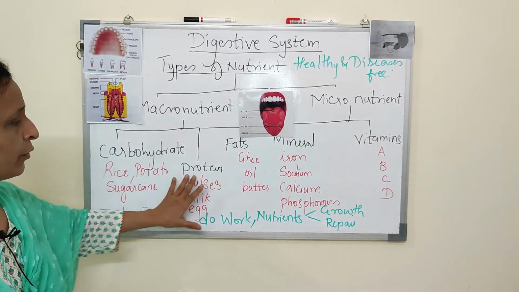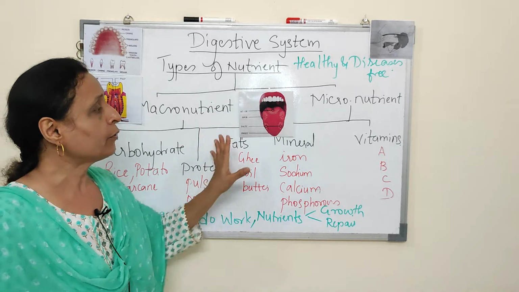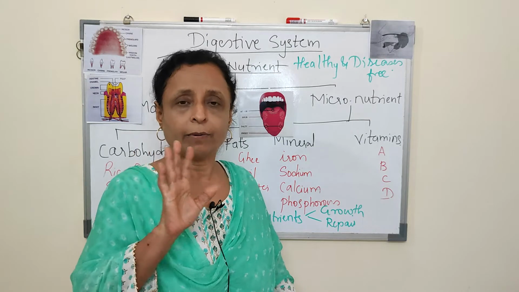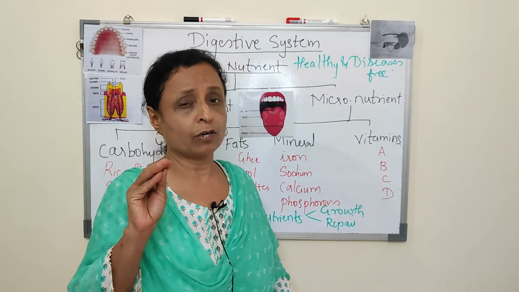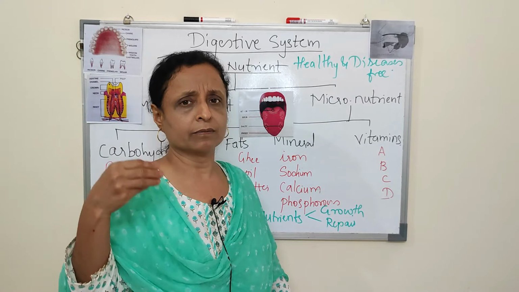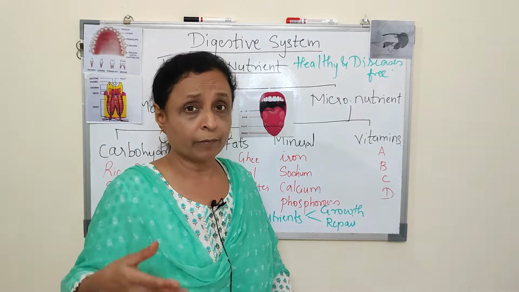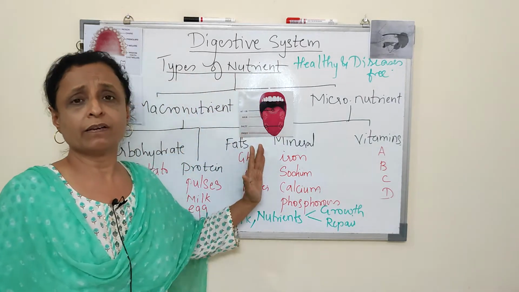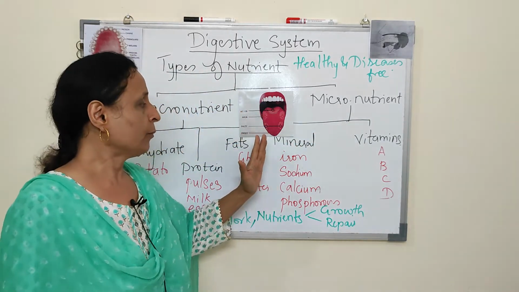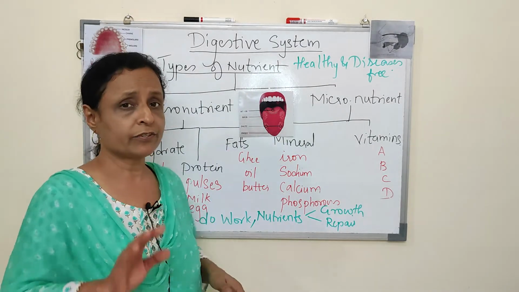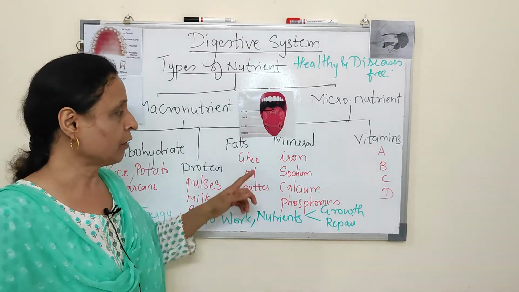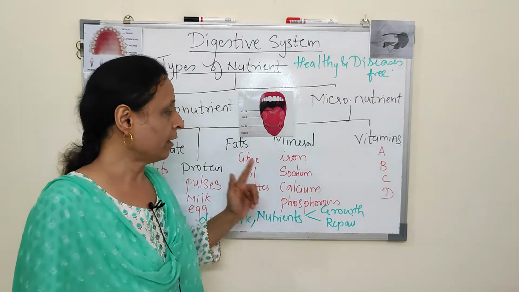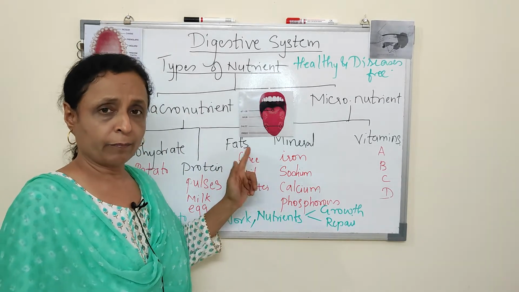These are macronutrients. And what are micronutrients? Micro means they have to be present in very little quantity, but without them it will cause problems in metabolism and growth, and various problems in the body if these minerals and vitamins are not present. Which are the minerals? Very important: iron, as you know, is required in RBCs, red blood corpuscles. They are red in color because of the presence of iron. Sodium is required for proper heartbeat.